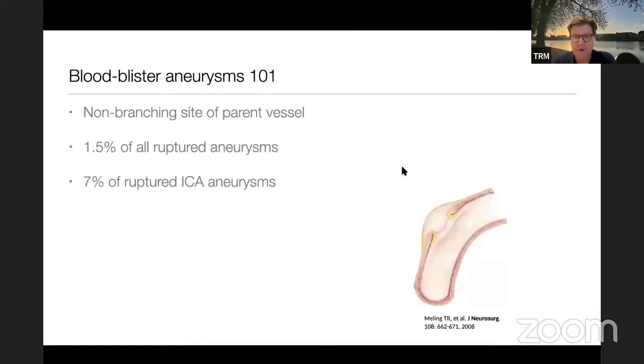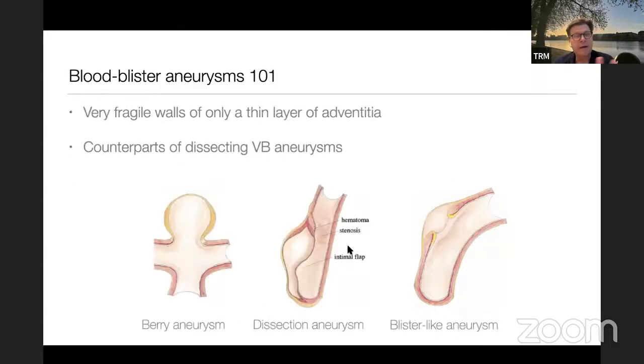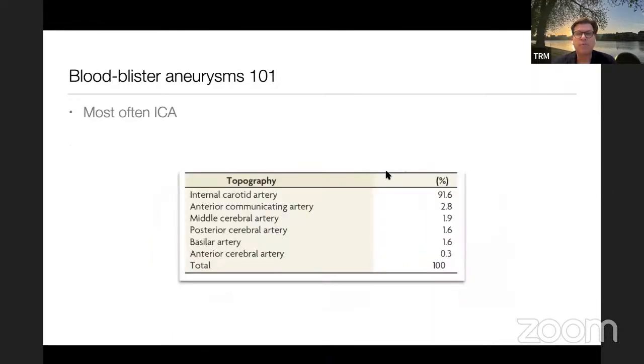Blister aneurysms are rare. They are, of course, by definition at non-branching sites, typically the ICA, but they can also be in other vessels, and they account for about 7% of ruptured ICA aneurysms. They have a very fragile layer of adventitia, basically just a crust like any sore on the skin. Most often carotid, as I said, but they do occur in other locations.